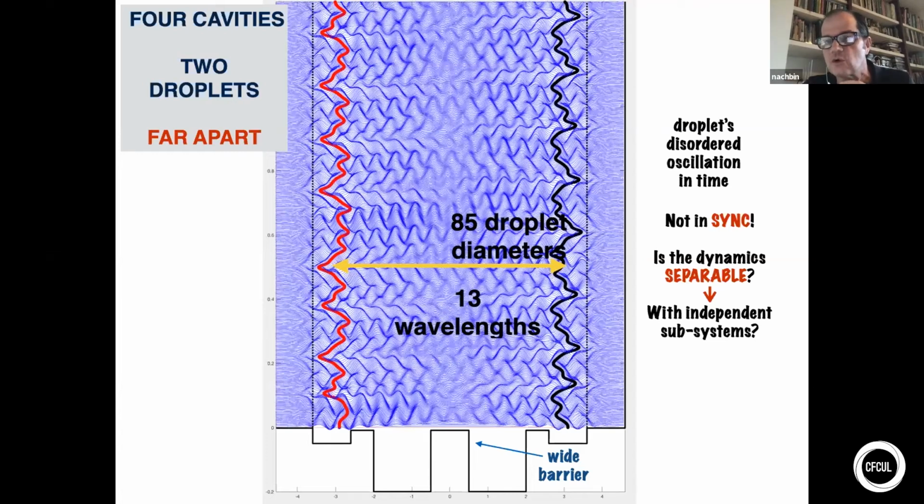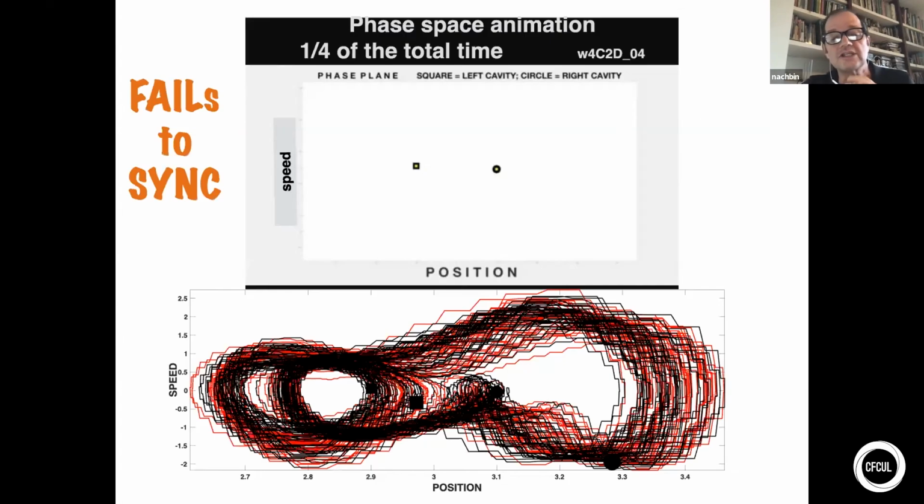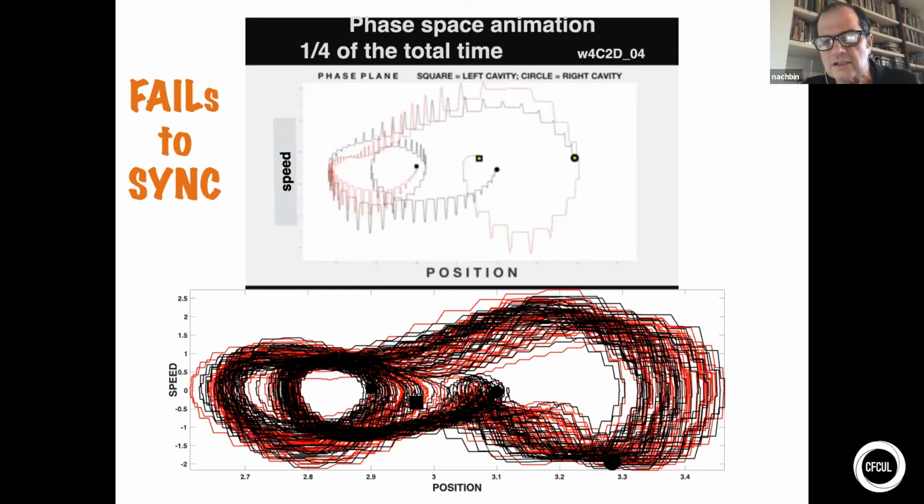And things were still quite complicated. This is the underlying orbit, the reference orbit that both droplets follow, and they're going to be zipping around this. Let me turn on the animation. Off they go, and they never synchronize. The droplets actually never get close to each other.